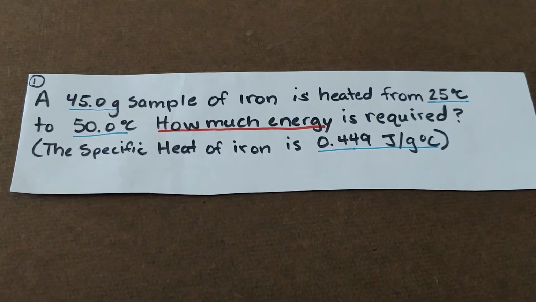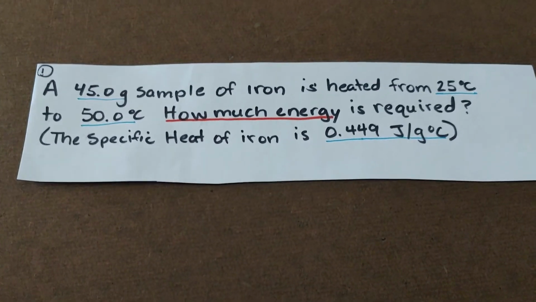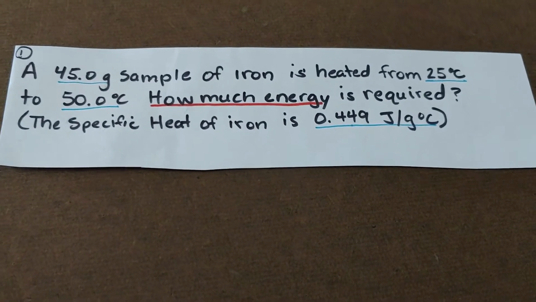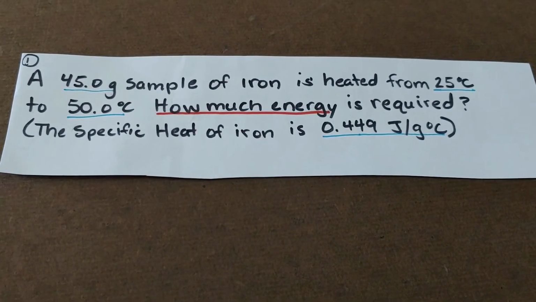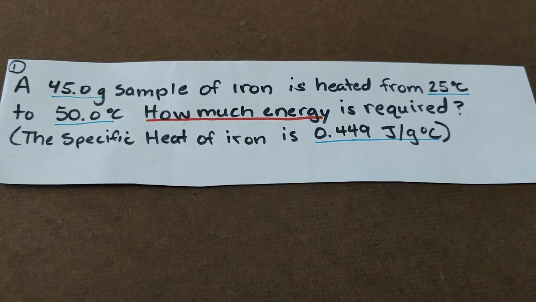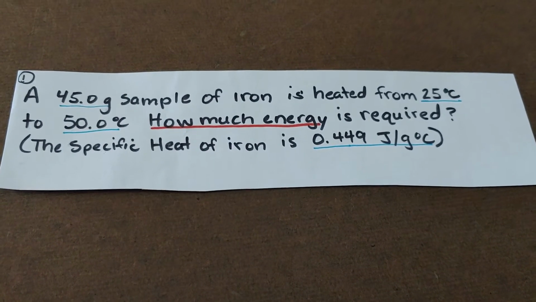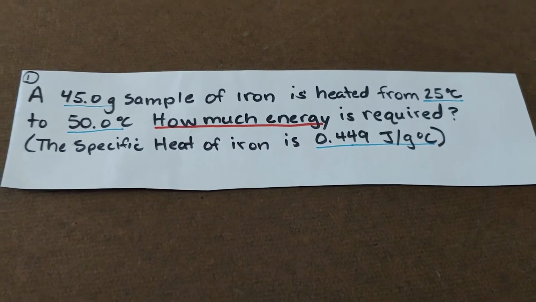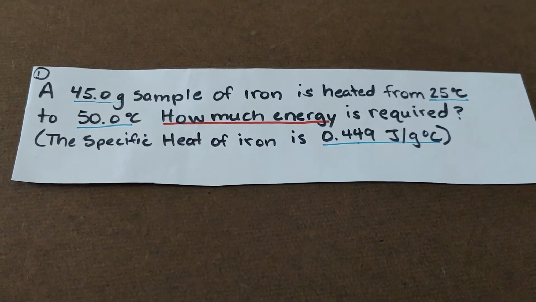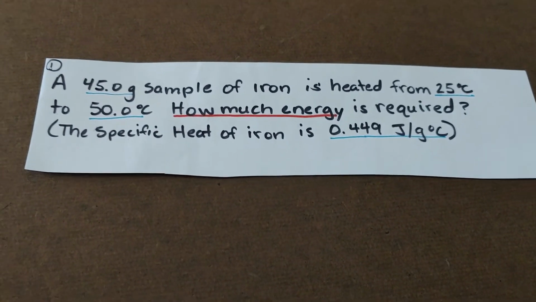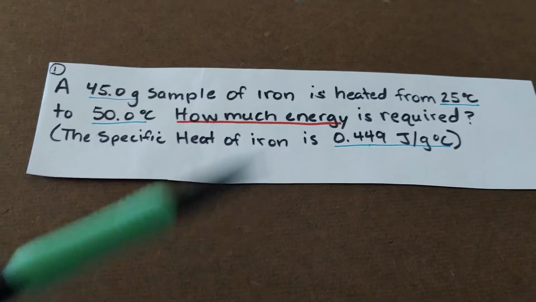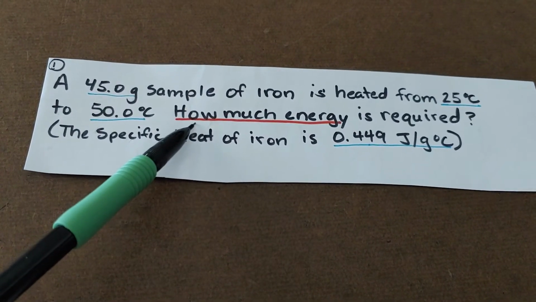Our first example asks the following: a 45-gram sample of iron is heated from 25 degrees Celsius to 50 degrees Celsius. How much energy is required? It also tells us that the specific heat of iron is 0.449 joules over grams times degrees Celsius. The main question, which I underlined in red, is asking how much energy.